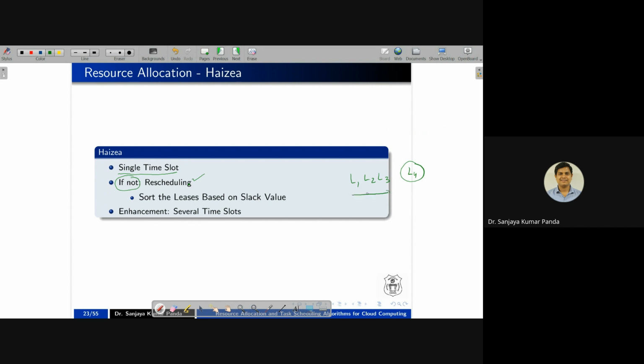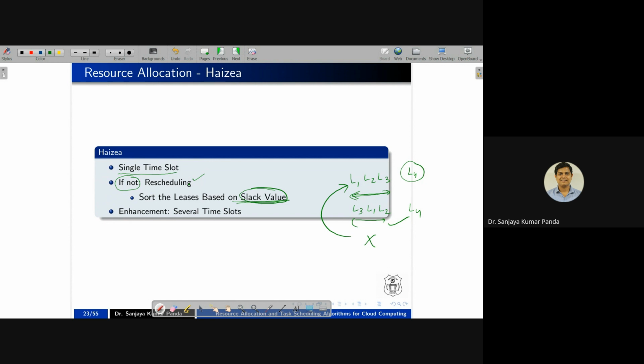Rescheduling of which leases? L3, L2, L1. For example, after reordering it, let's say L3, L1 followed by L2, you can accommodate L4. Then this rescheduling is accepted. But after doing this, let's say it is not possible to accommodate L4 in the system, then you are going to roll back to your previous order. While performing the rescheduling, we sort the leases based on the slack value. There is a formula for slack value. We calculate the slack value and order these leases based on it.